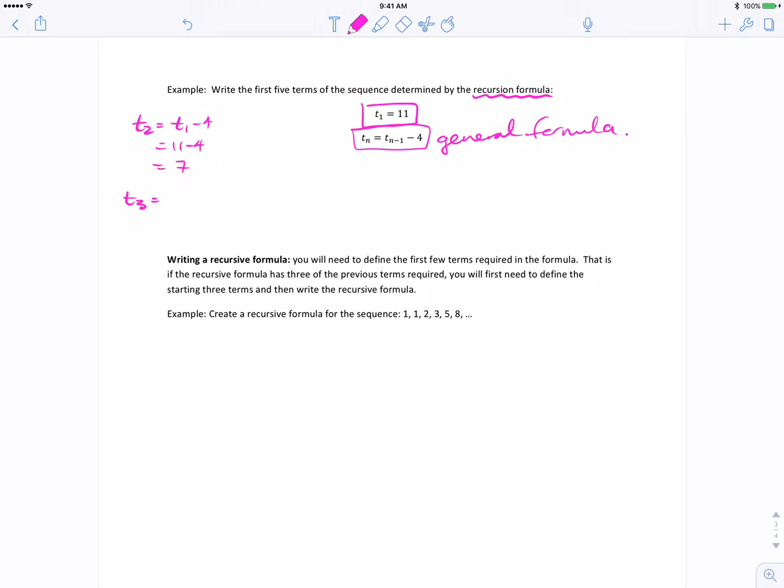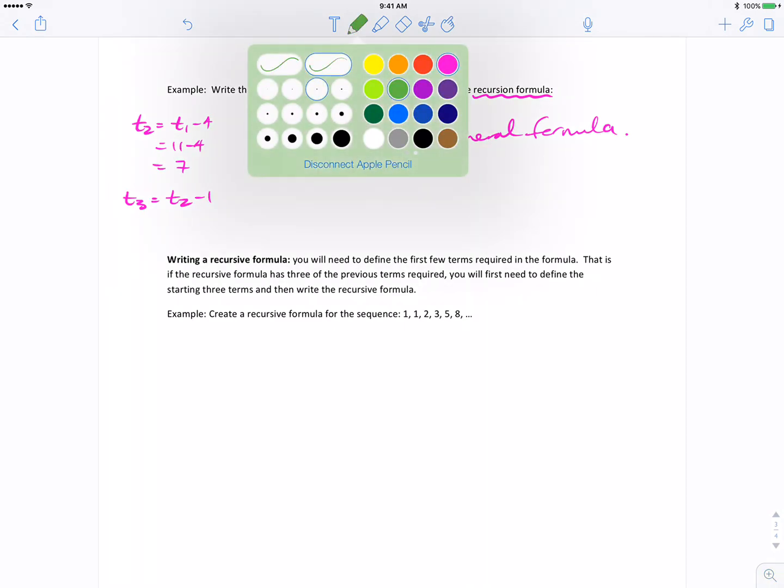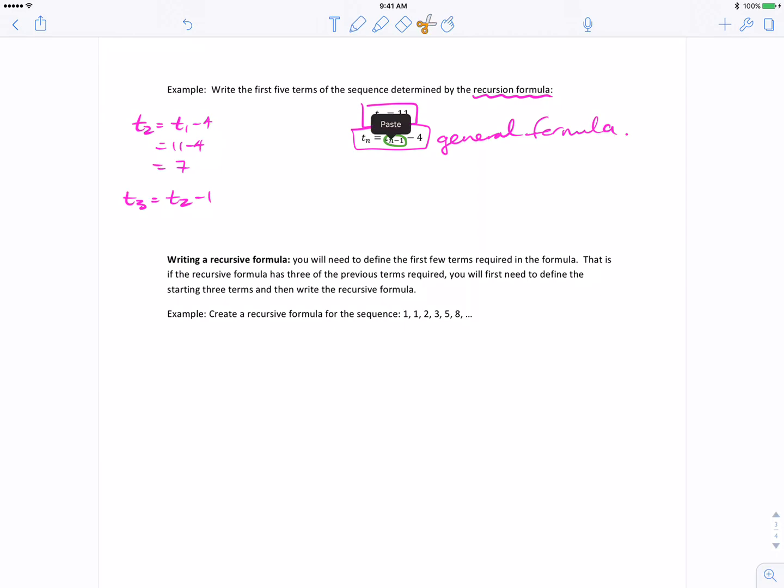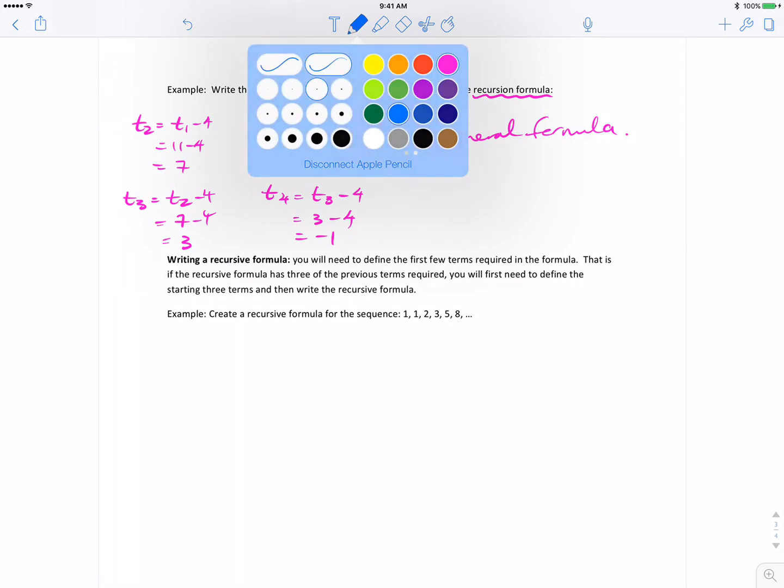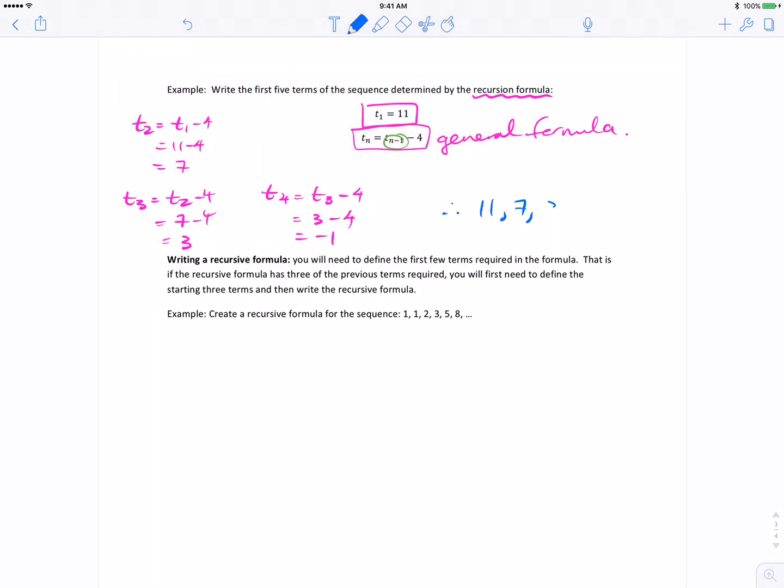If I look at term 3, it's term 2 minus 4. Again, because of this, it's the n minus 1, the term that came before it. So the term that came before it is 7 minus 4. And we fill out the last one. T4 is T3 minus 4. I have minus 4 here, which makes this value a 3. And then here, 3 minus 4 is negative 1. So therefore, I get the sequence 11, 7, 3, negative 1.